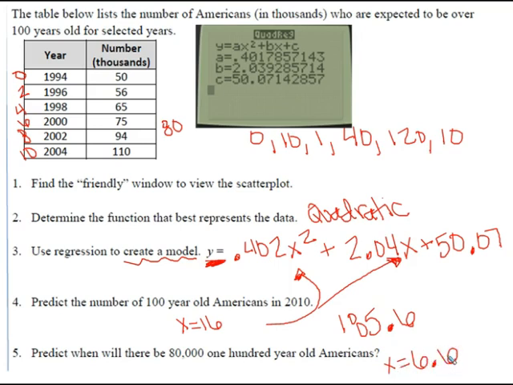But remember, this is 6.6 years after 1994. All right, so 6.6 years after 1994 is about 2000. So we'll say in the year 2000. Now, since it's 0.6, okay, maybe this will be like September in 2000, but in the year 2000, there will be over 100-year-olds in America.